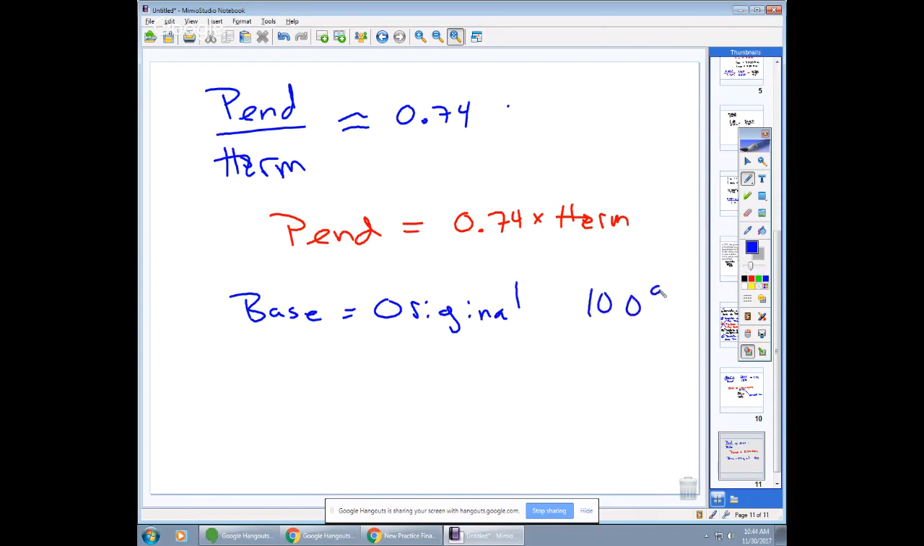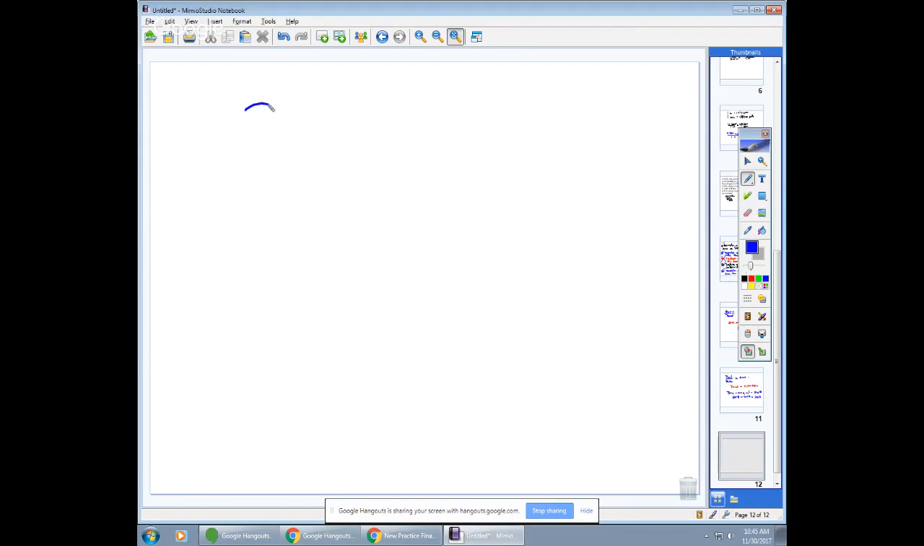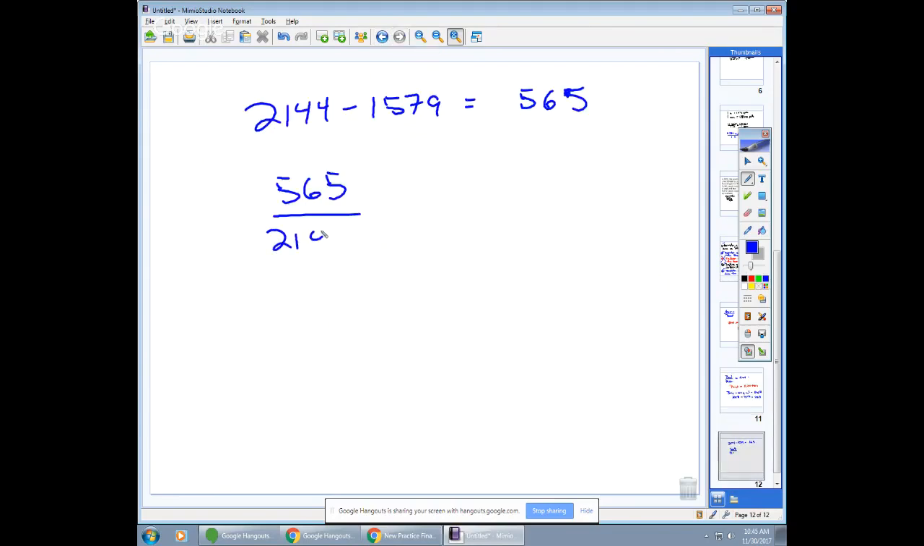That's always 100%. Now, would you agree Pendleton is less than Hermiston? So if I take 100% and I subtract 74%, what do I get? Almost 26%. And that's where I came up with the 26%. Another way to come up with that, take the 2044, subtract the Pendleton density, 1579. Somebody help me out with a calculator. 565. If you take that 565 and you divide by, let's see, what are we dividing by? Hermiston, 2144, what do you get? 26%. Yeah, that's the 26%. So Pendleton is 26% less dense than Hermiston.